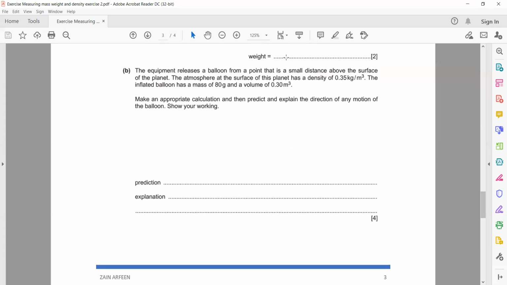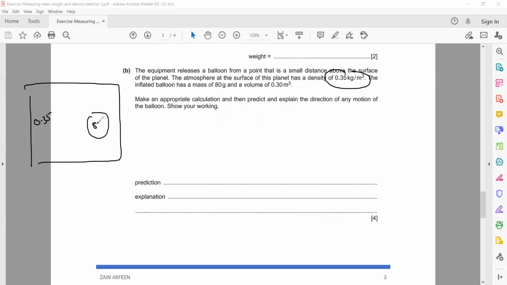The next part, the equipment releases a balloon from a point a small distance above the surface. The atmosphere at the surface of a planet has a density. So the density of the surrounding air or the atmosphere is 0.35, and they release a balloon which is having a mass of 80 gram and the volume is 0.3 meter cube. We have to find whether this balloon will rise or sink.